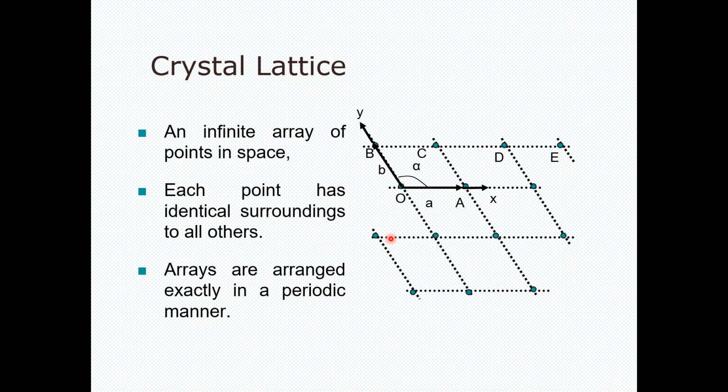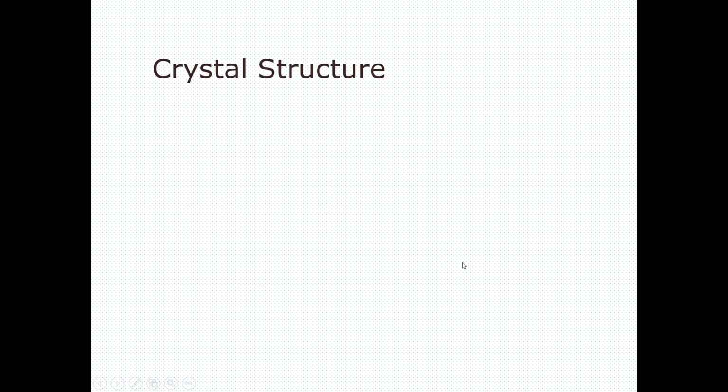Now you can easily identify a crystal lattice, or easily memorize the concept of the crystal lattice. It is an infinite array of points in space. Each point has an identical surrounding to all the other points, which again you can see here, and the arrays are arranged exactly in a periodic manner. You can also check the periodicity by yourself.